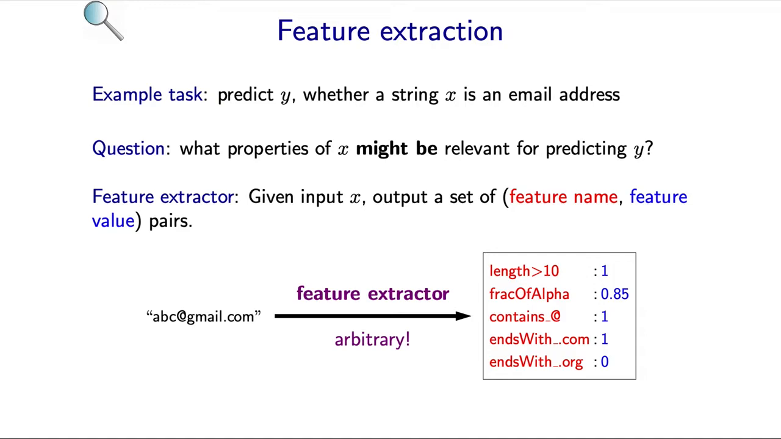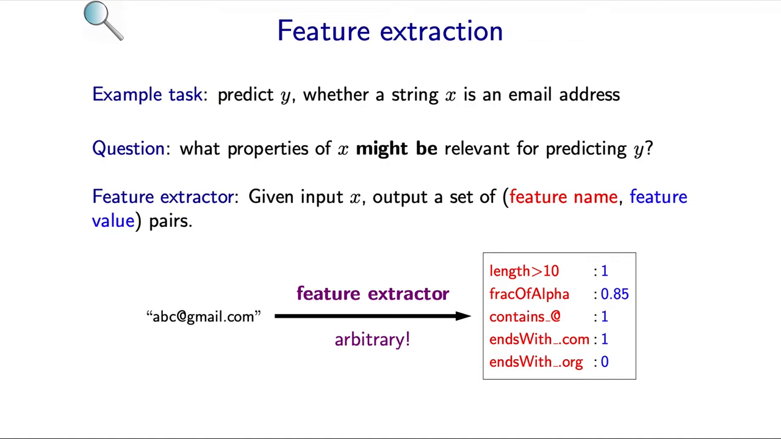So let's talk about another crucial part of the machine learning process, feature extraction. In the example task, we want to predict whether a string x is an email address. One crucial question you may be thinking about is, how do we know which features are relevant to our model? Or in other words, what properties of x might be relevant for predicting y? Because in the spam, no spam example, when we want to distinguish spam emails from not spam emails, there are so many different possibilities for what could be considered a feature. It's very arbitrary and broad.